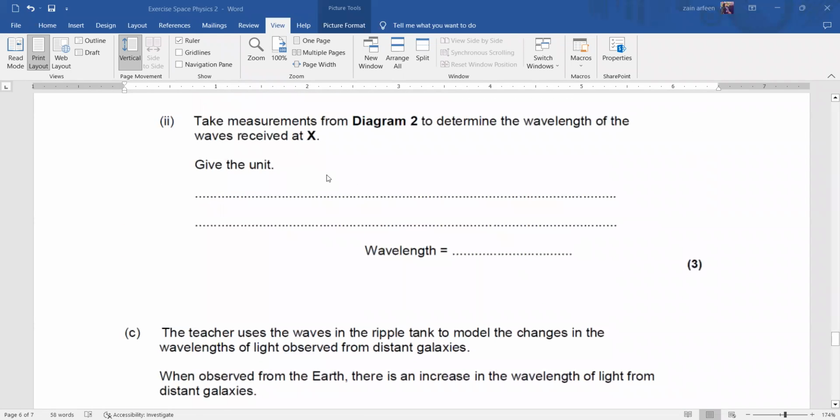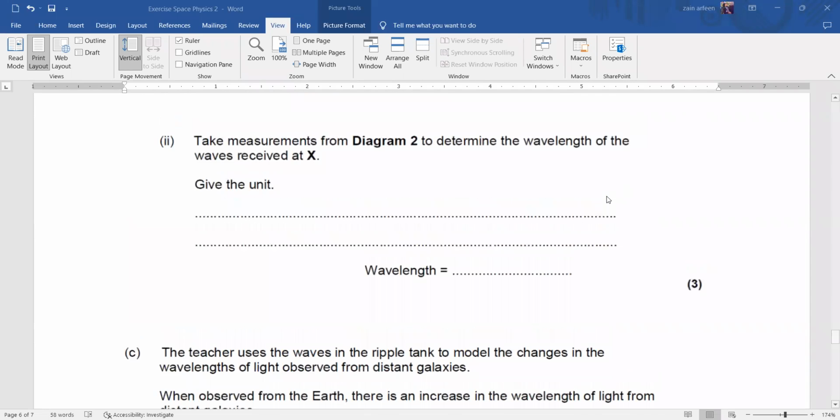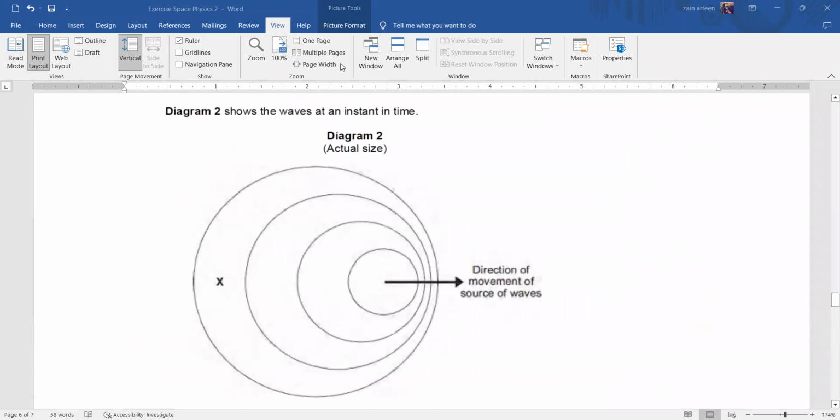Then the next part: take measurement from the diagram to determine the wavelength received. So you have to use a ruler here. Using your scale, you will measure this length and write it there.